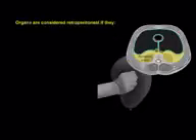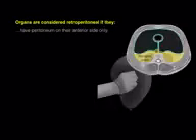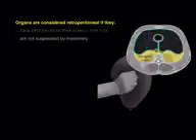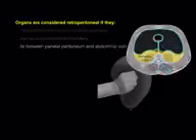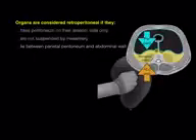And so organs are considered retroperitoneal if they have peritoneum on their anterior side only, are not suspended by mesentery, there's no mesentery, and lie between the parietal peritoneum and abdominal wall. So if all of these three conditions are met, then an organ is considered retroperitoneal.